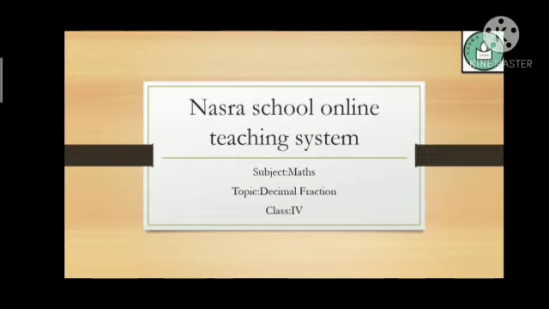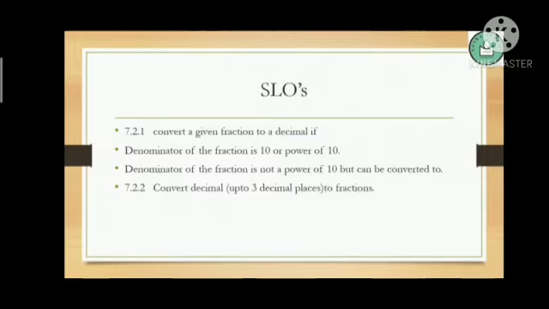So today we are going to continue the chapter decimal fraction. The SLOs we will discuss in today's class are SLO number 7.2.1, convert a given fraction to a decimal if the denominator of the fraction is 10 or a power of 10, or if the denominator is not a power of 10 but can be converted to one. And SLO number 7.2.2, convert decimal up to 3 decimal places to fraction.